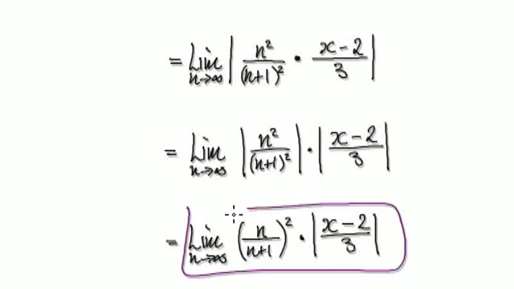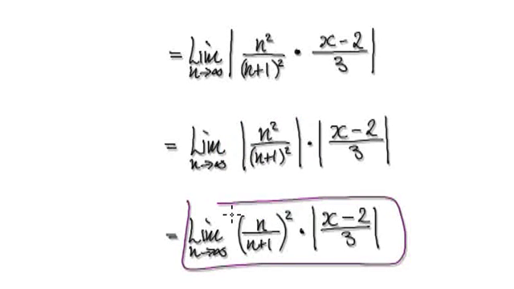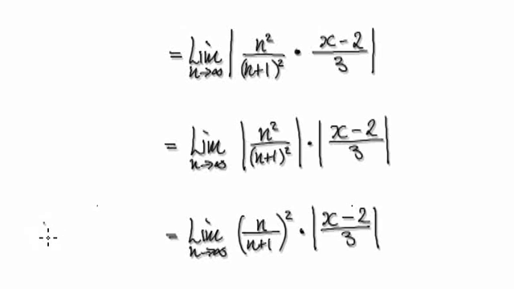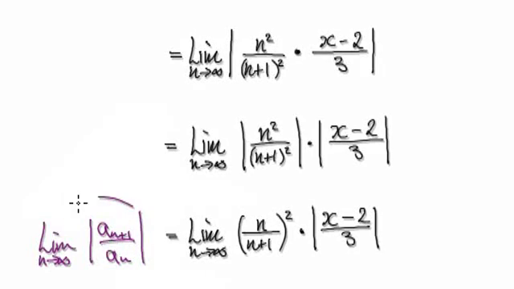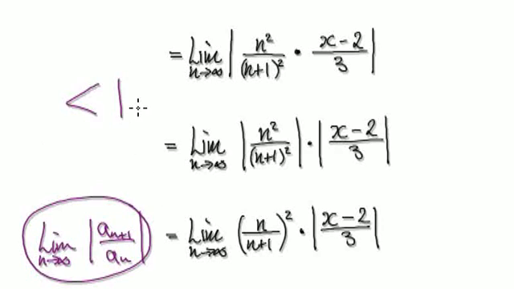So now that we're here, remember we've computed this value here. When it comes to the ratio test, we always need to compute this value, a_{n+1} over a_n. Now if this value here is less than 1, then we know it's going to converge.